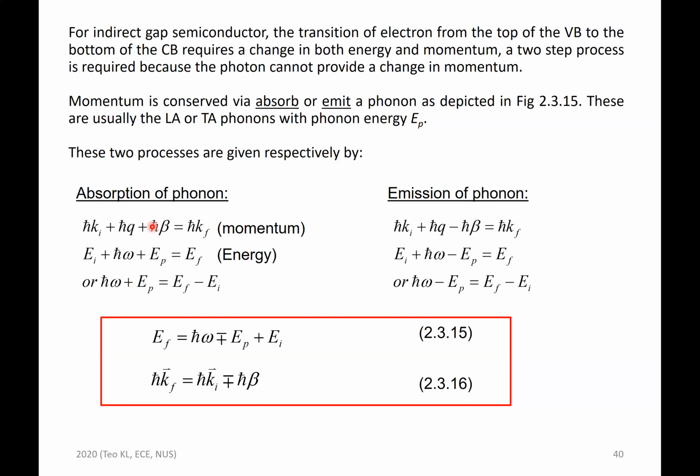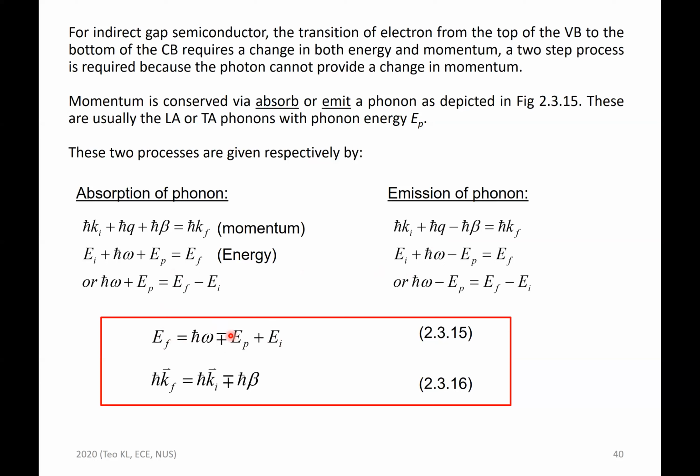Now, in the previous session, we said that the photon momentum is much less than the electron momentum. So we're going to drop the h bar cube here. Similarly, in this case, h bar cube is dropped. Now, since both equations, absorption of photon and emission of photon, involve EF, of course EI and EP, we write it elegantly as h bar omega equals minus plus EP plus EI.